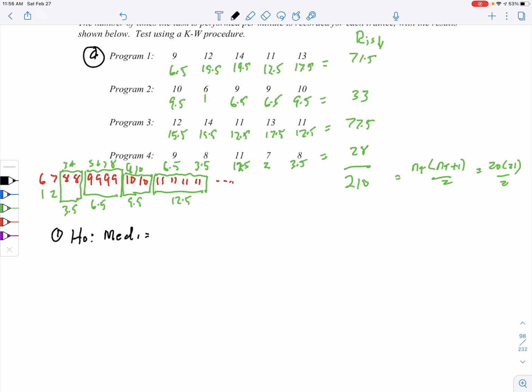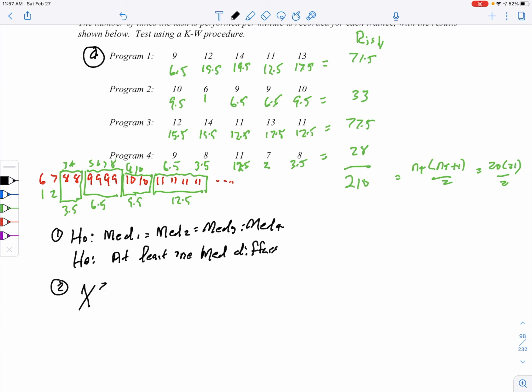which is the median of program 1 is equal to the median of program 2, program 3, and program 4. Against the alternative, not that they're all different, but at least one of the medians differs. All right.